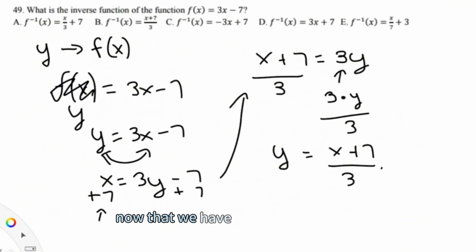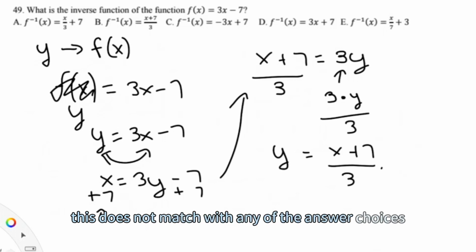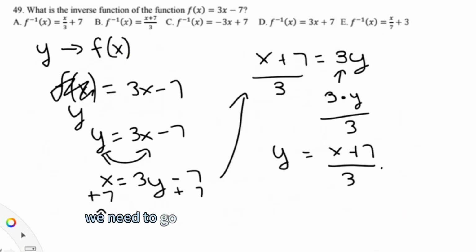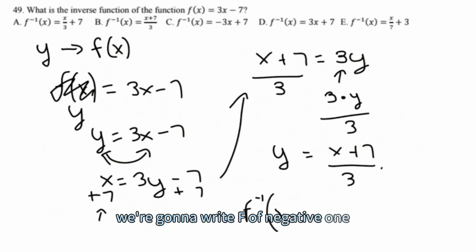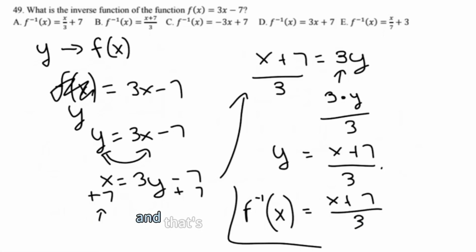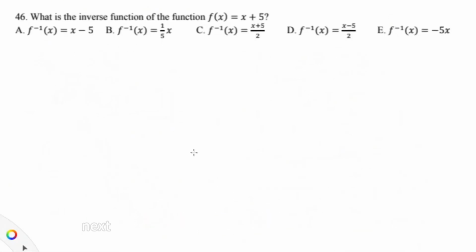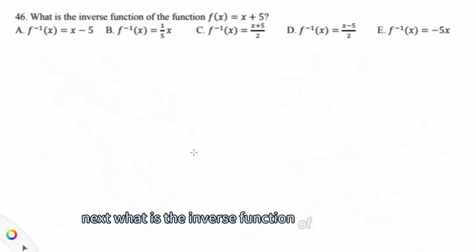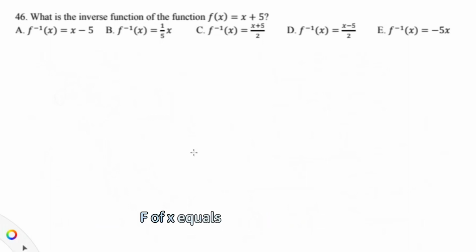However, now that we have y equals (x plus 7) divided by 3, you'll notice that this does not match any of the answer choices. So what we need to do is go back and substitute y with f of x. But not just f of x, we're going to write f of negative 1 of x, like this. And that is equal to (x plus 7) divided by 3. And that's your answer.